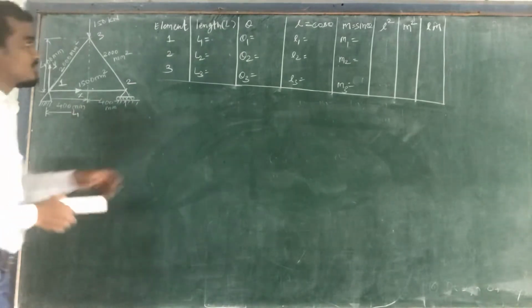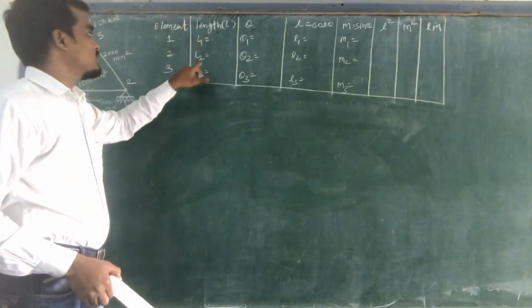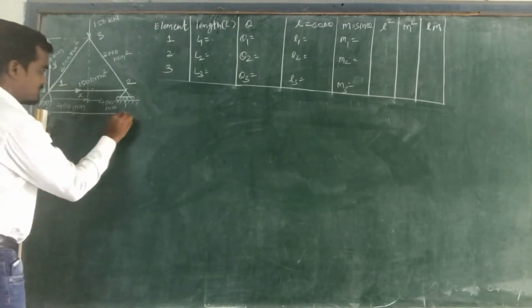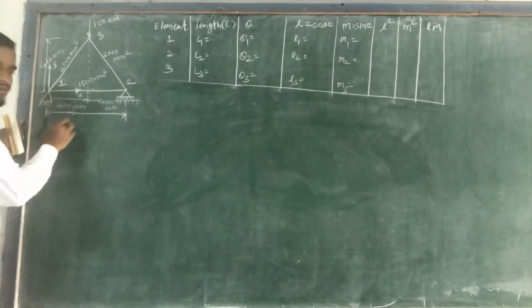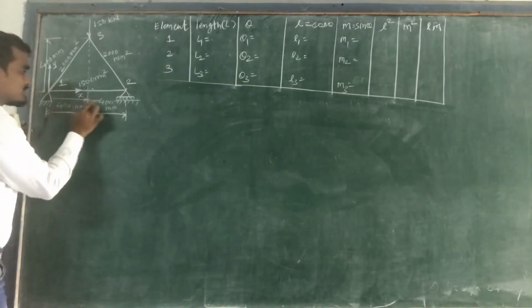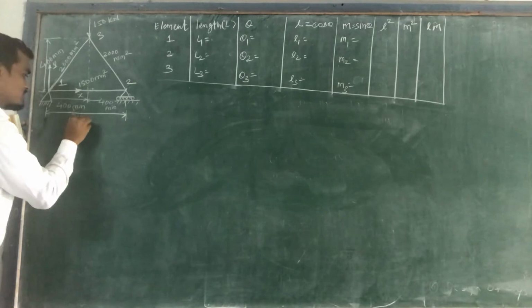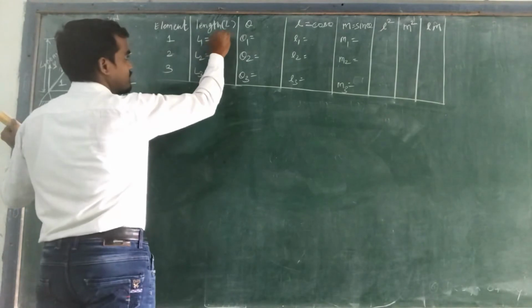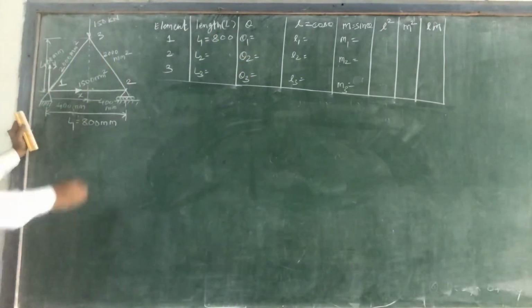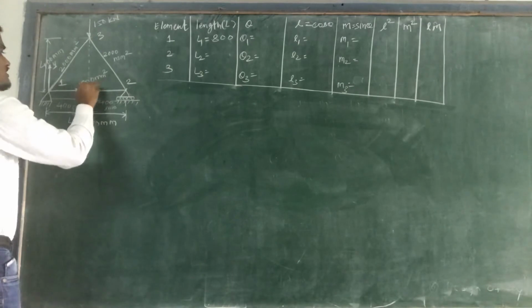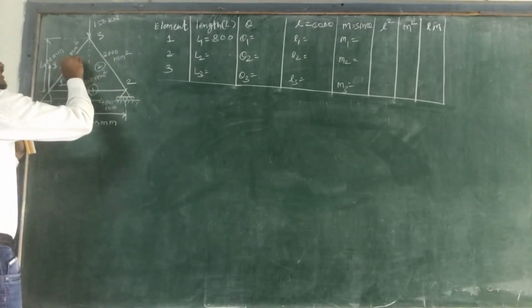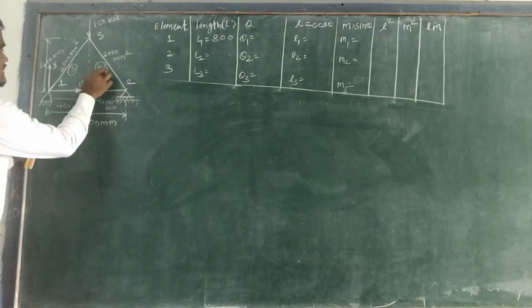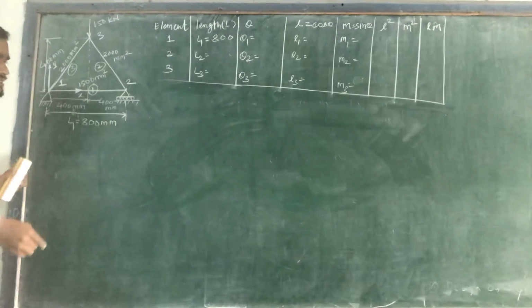Now for this, first we need to find out the length. Now L1, L2 and L3. So this is your L1. L1 is nothing but 400 plus 400. So L1 will become equal to 800 mm. Then next, for the second element, this is your first element, this is your second element, and this is your third element. So find out the length for this second element. How to find out this length for the second element?